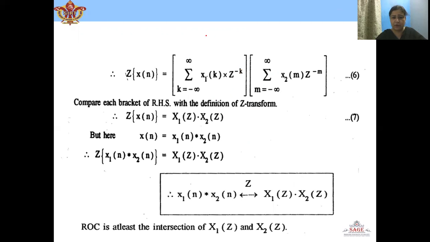Now we know this is the formula for the z transform of x1[n], and this is the formula for the z transform of x2[n]. So this is X1(z) and this is X2(z). So this is the z transform of x[n], where x[n] is the linear convolution of the two signals x1[n] and x2[n]. So the z transform of the linear convolution of x1[n] and x2[n] will be the multiplication of X1(z) into X2(z). And this is the convolution property. And as I discussed, the ROC will be the intersection of the ROCs of X1(z) and X2(z).